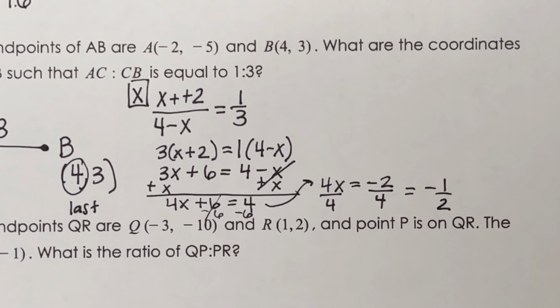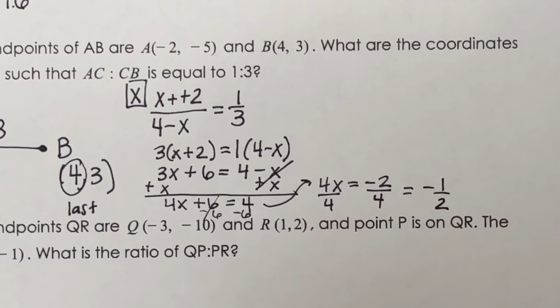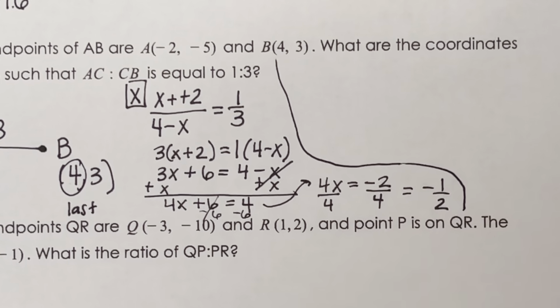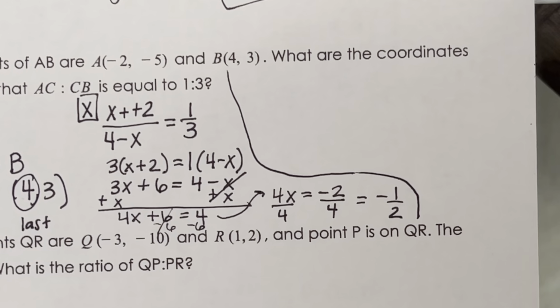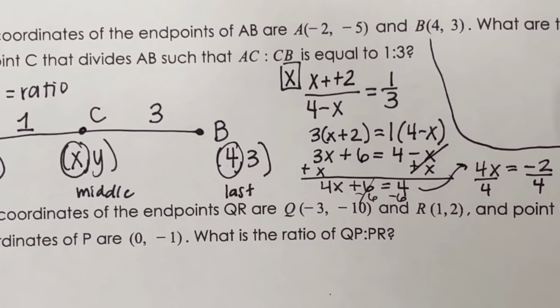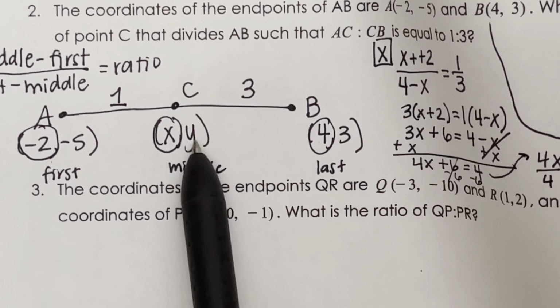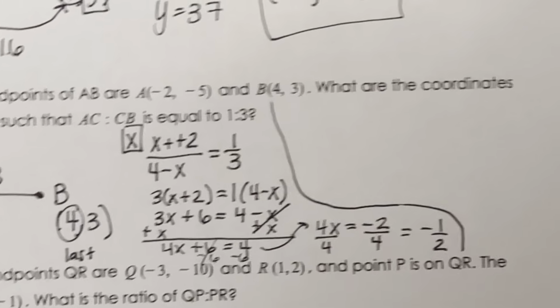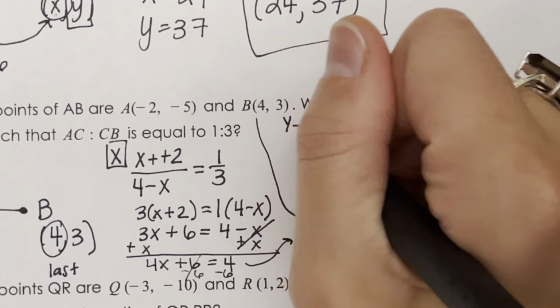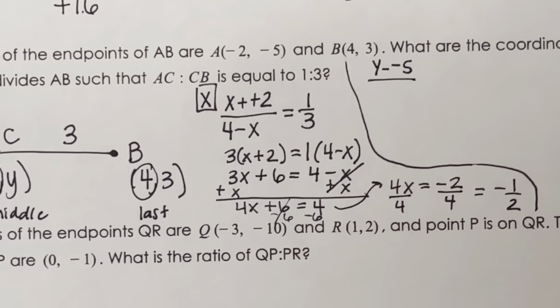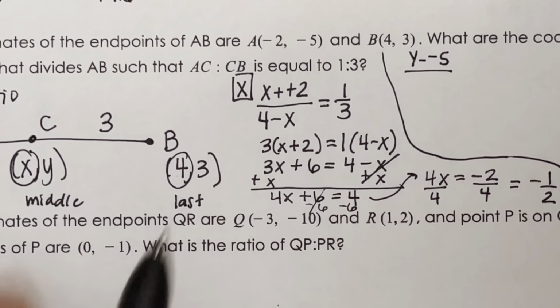Now I did it for the x's, I still have to do it for the y's. So I'm going to do it for the y's. So middle minus first over last minus middle. So middle is y minus negative 5 over last minus middle is 3 minus y.